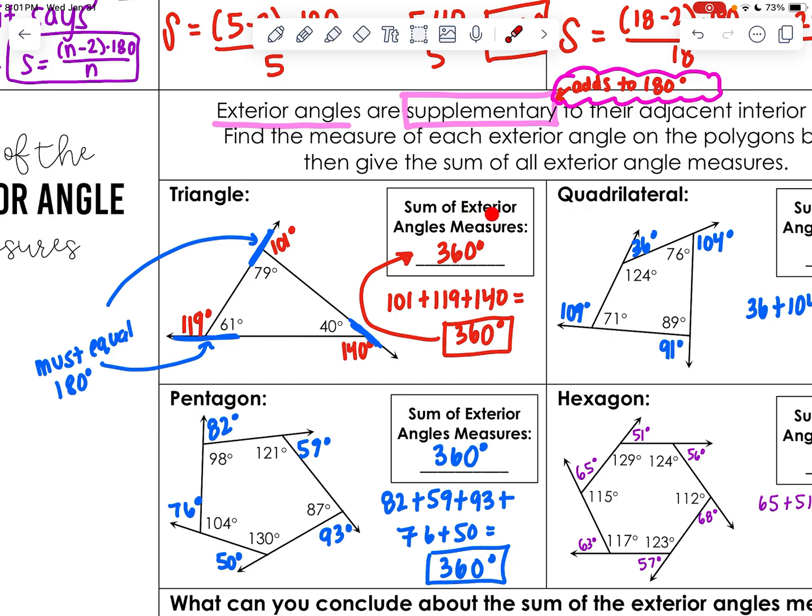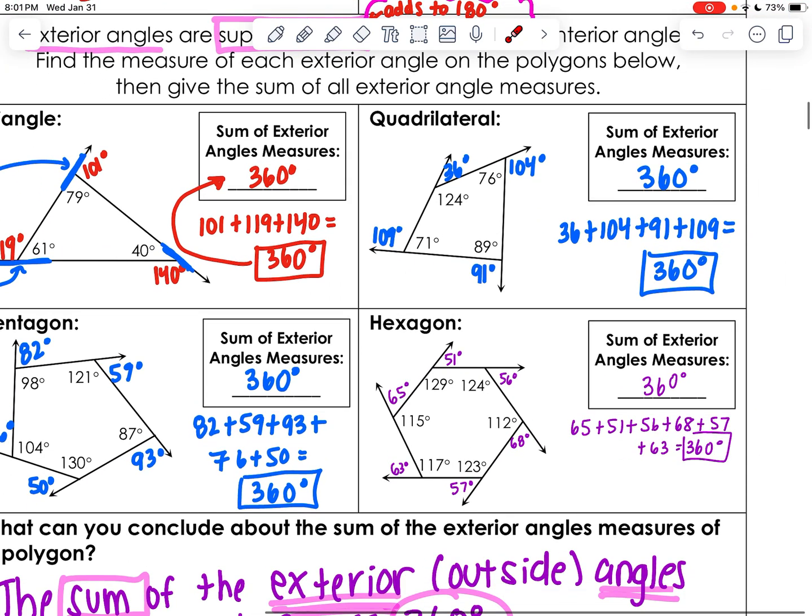Sum of exterior. Exterior means outside. So if we add 101, 119, and 140, we get 360. So that's how I found all of these numbers, okay? Just subtract this from 180.